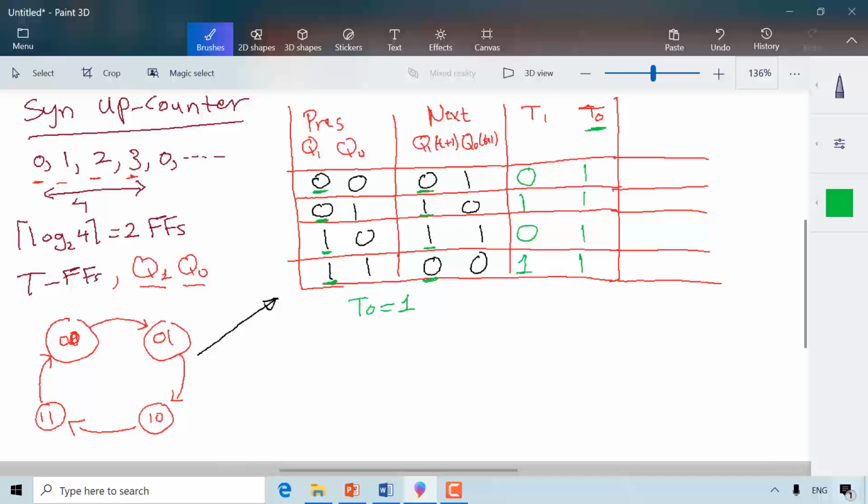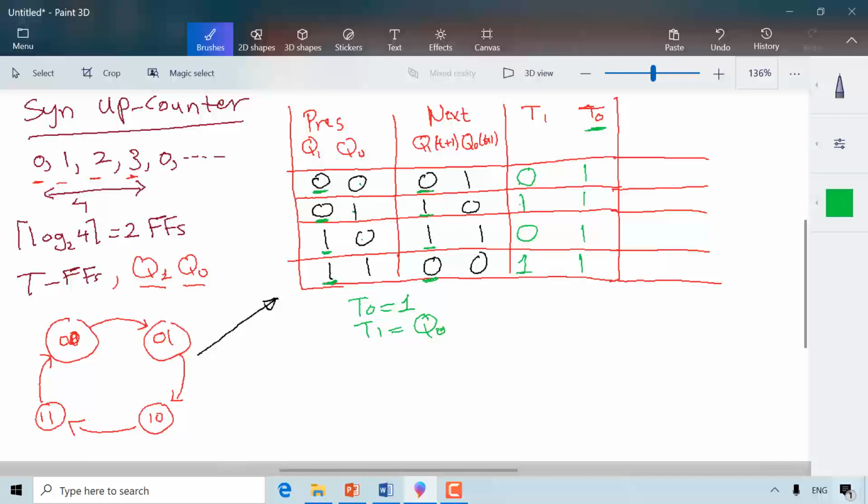How about T1? T1, it looks like an XOR to me, okay? It's an XOR. We are basically, let's see, no, it's not an XOR, it's basically a Q0, sorry. T1 is a Q0, okay? Now, because you can see here, 0, 0, 1, 1, 0, 0, 1, 1. So T1 is Q0. We can use the K-maps to verify our solution, but anyway.